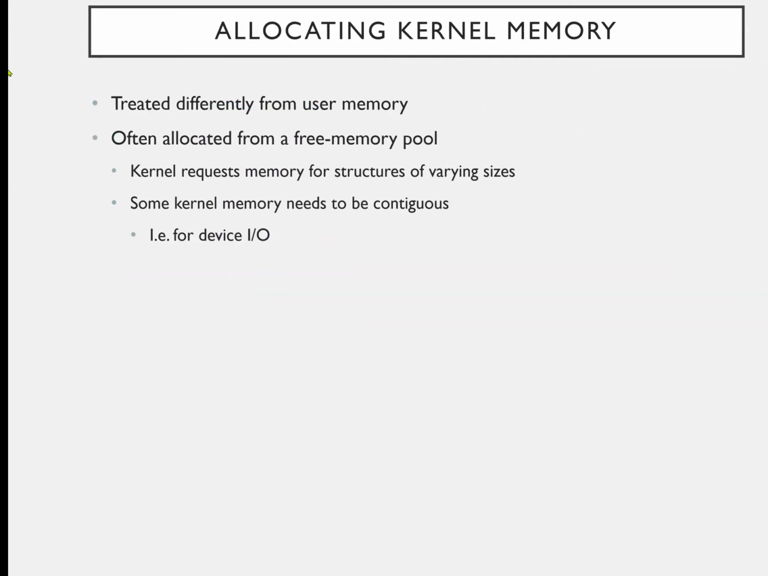Okay. When we allocate kernel memory, we treat this differently from user memory. It's often allocated from a free memory pool because we would like to keep our operating system structures in memory. Also, there are certain kernel memory blocks that need to be contiguous. For example, for device I/O, you don't want to be reading from a hard drive and having it run back and forth across all different blocks in various parts of memory.